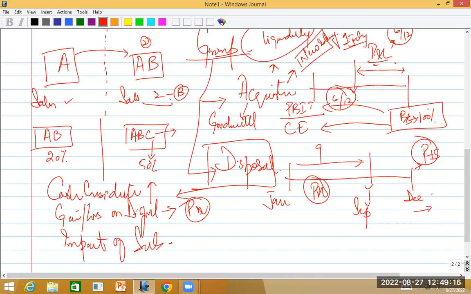Similarly, if a highly geared company was sold, it will definitely improve the overall gearing of the business. That will improve the interest cover. That will improve the overall profitability of the business. So you need to highlight the impact of the acquisition and the disposal during the year.